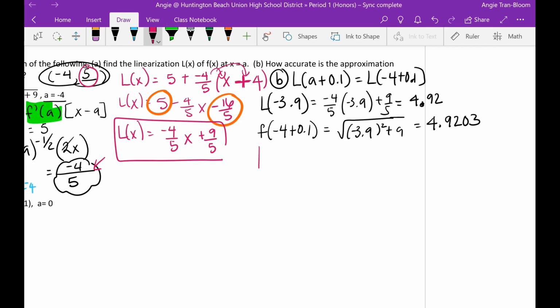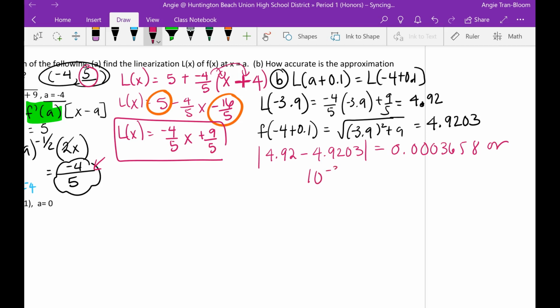I want to know how close the approximation is to the actual value. I'm just going to do an absolute value of subtraction. So 4.92 take away 4.9203. It's an absolute value, so you can put it first or last, it's really up to you. It's going to be a small number, 0.000368, or you can say that's so small that it's about 10 to the negative 3.